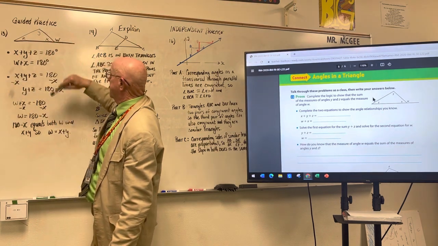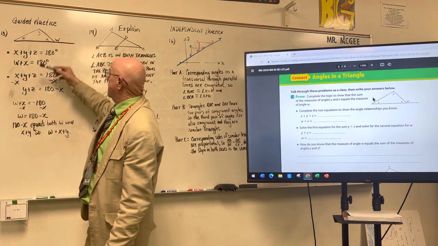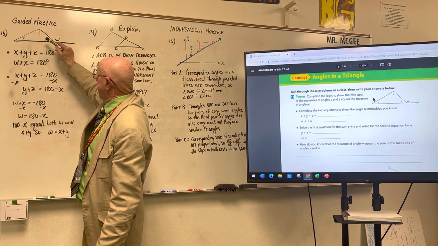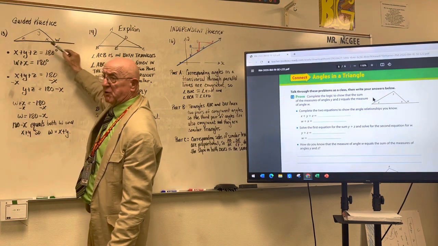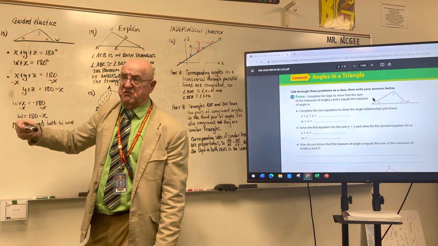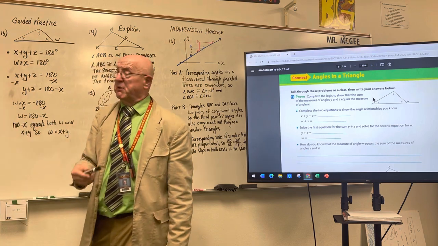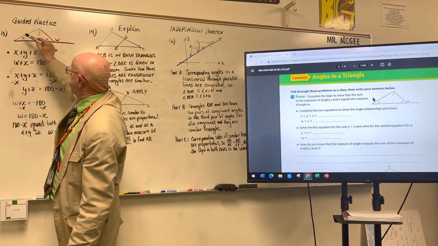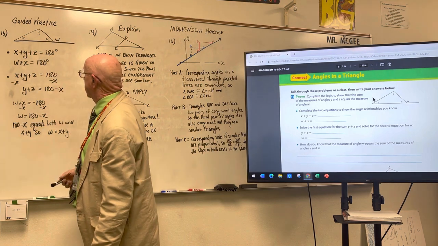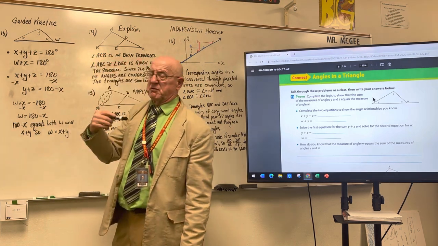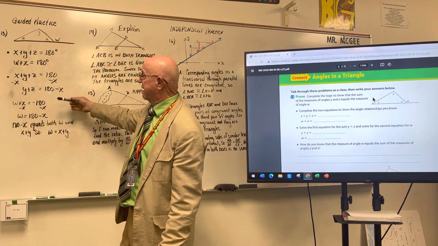We have an exterior angle of W. We know that the sum of the angles in a triangle is equal to 180 degrees. And then we also know that the sum of a linear pair is supplemental, which also means it's going to be 180 degrees. So we have two things we can write. X plus Y plus Z is equal to 180, and W plus X is equal to 180. And then we're going to prove this by doing some algebraic calculations.